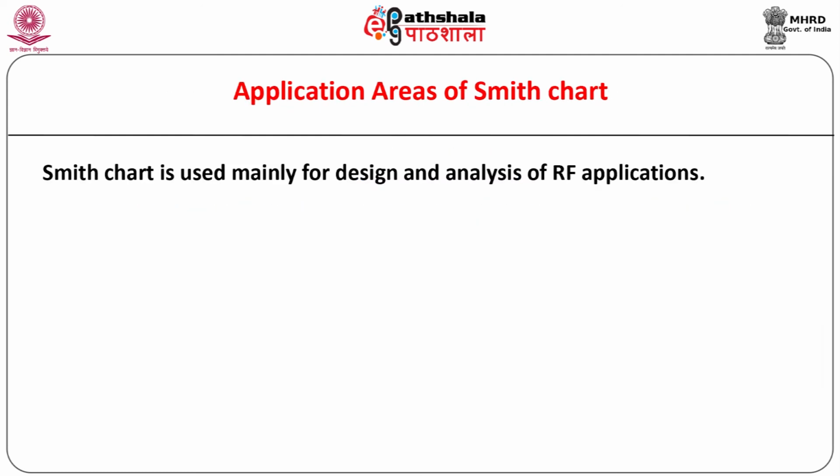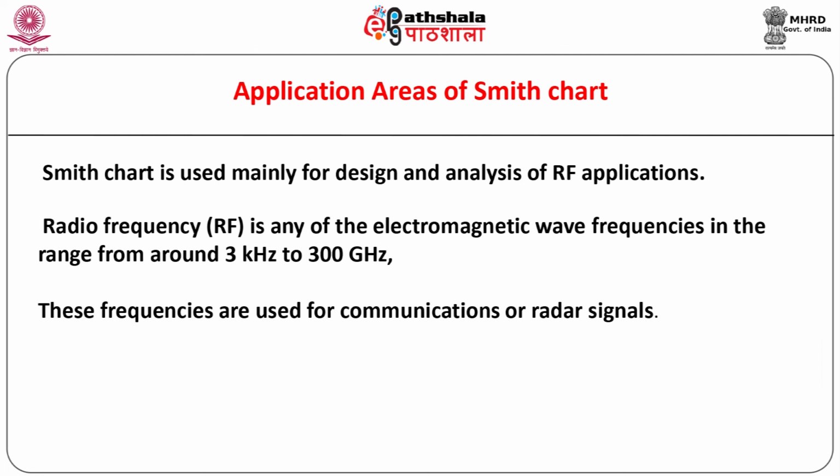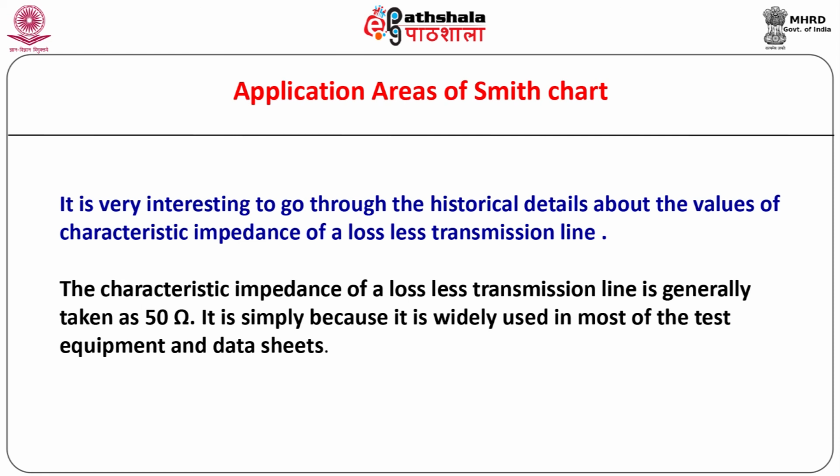Smith chart is used mainly for design and analysis of RF applications. Radio frequency is any of the electromagnetic wave frequencies in the range from about 3 kHz to 300 GHz. These frequencies are used for communication and radar signals. You will observe that in most of the numerical problems documented in textbooks and literature, the characteristic impedance of lossless transmission line is generally taken as 50 ohm. It is simply because it is widely used in most of the test equipment and data sheets.